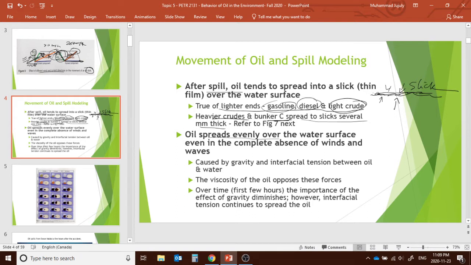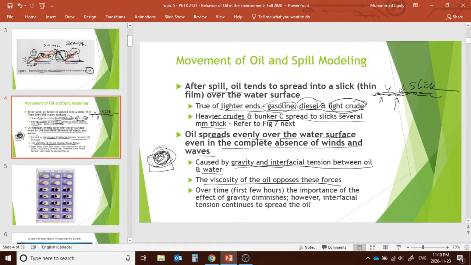Now oil spreads evenly over the water surface, even in the absence of wind and waves. Why? Due to gravity. If this is the water and you put some oil in here, you'll find the oil spreads around slowly. Why is that? Because of gravity and also the interfacial tension between the oil and the water. If the viscosity of the oil is less, then the spreading would be higher. If the viscosity is more, it would be lower. So the viscosity of the oil opposes this force.